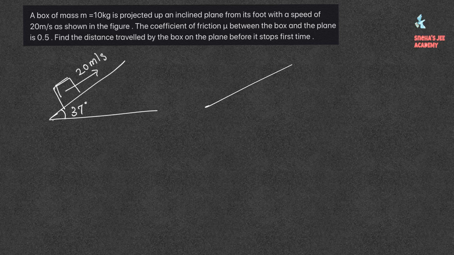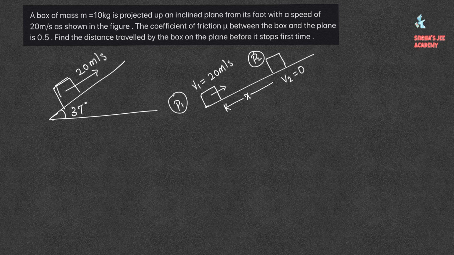So let's draw it. This is the inclined plane and the box is here. Let this be position 1 of the box, where the velocity v1 is equal to 20 meters per second. And let this be position 2 of the box when it comes to rest, and let the velocity v2 be equal to 0 as it comes to rest. Then we have the distance between the initial and the final position of the box, which we can consider as x.